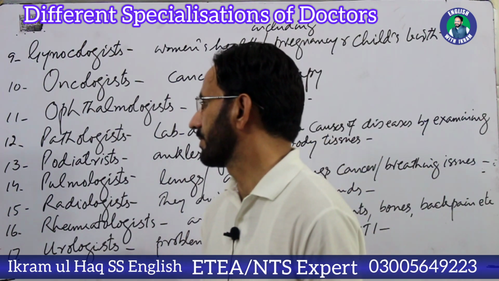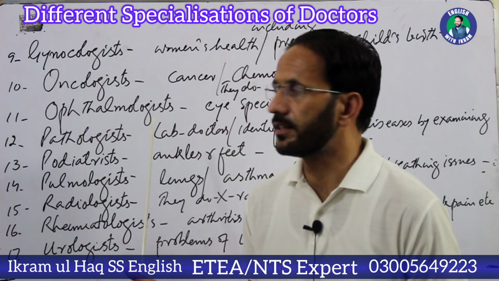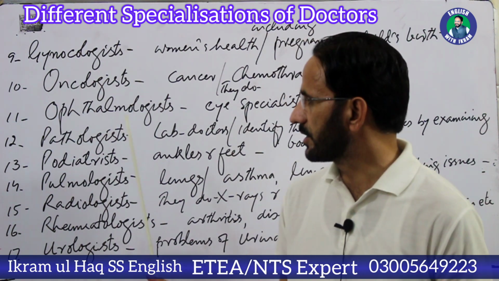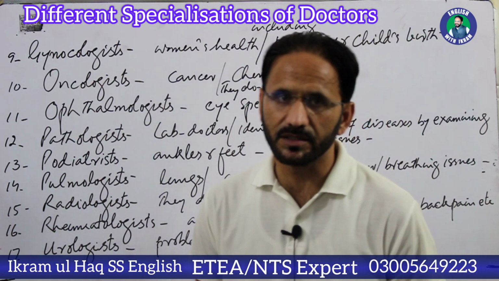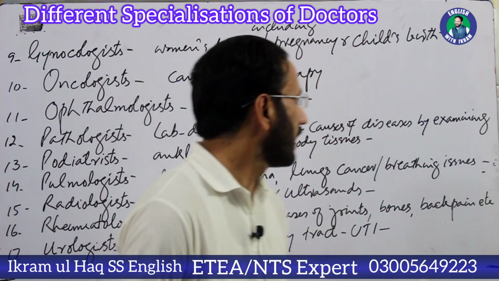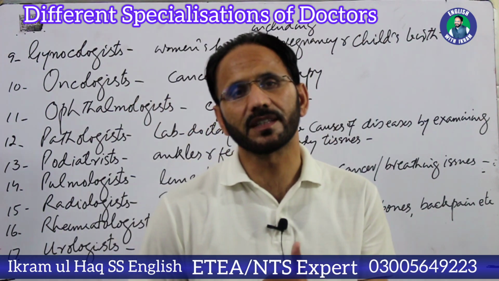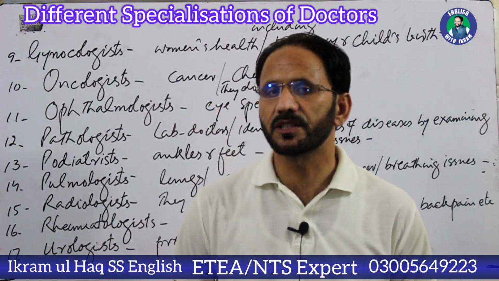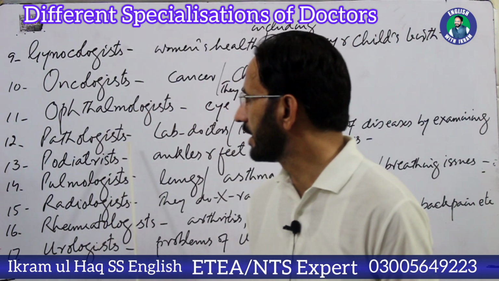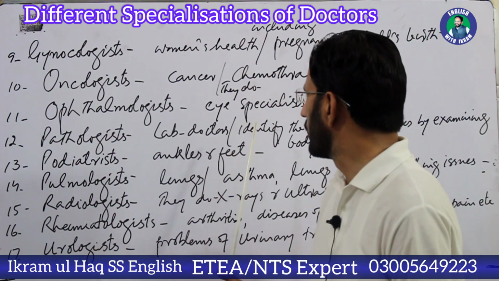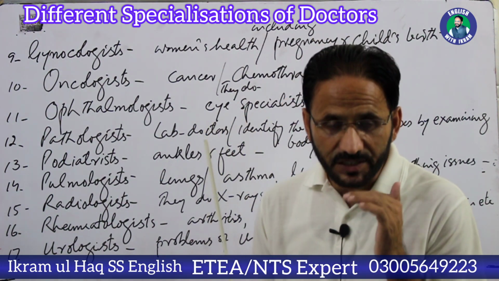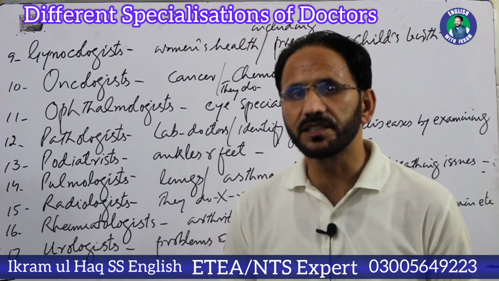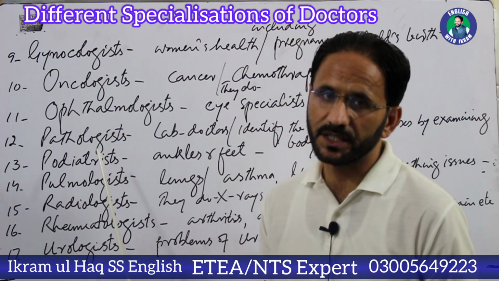Number 12, the doctor, he is pathologist. Who is pathologist? Pathologist is normally the lab doctor who identifies the causes of the disease by examining the body tissues. He is pathologist. Pathologist is the person, the lab doctor who identifies the causes of different diseases by testing different body tissues. He is pathologist.